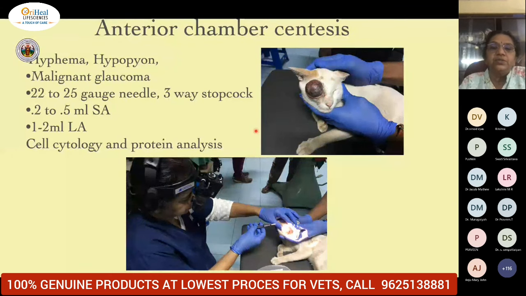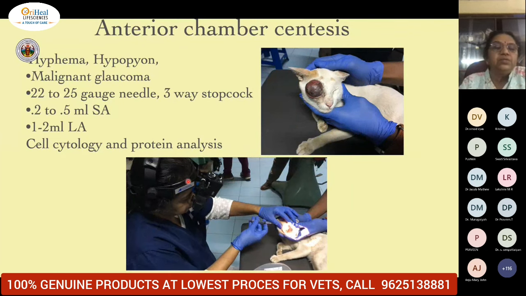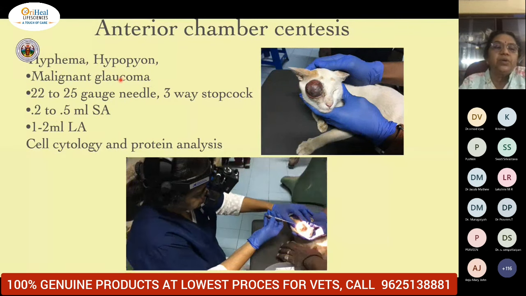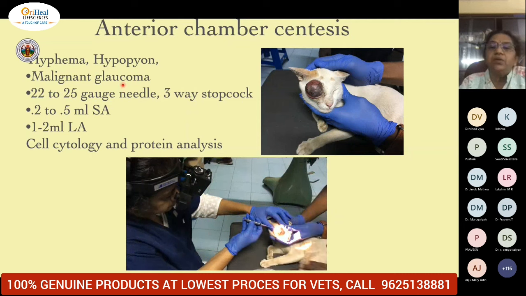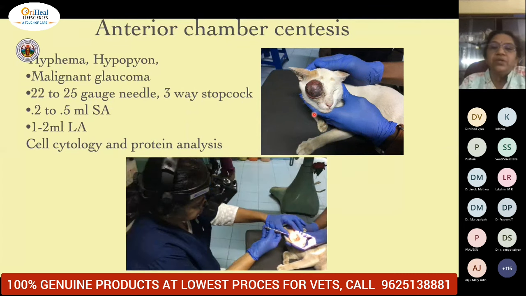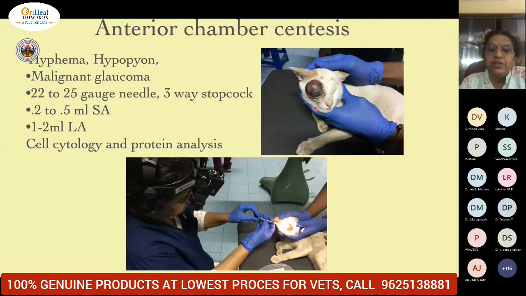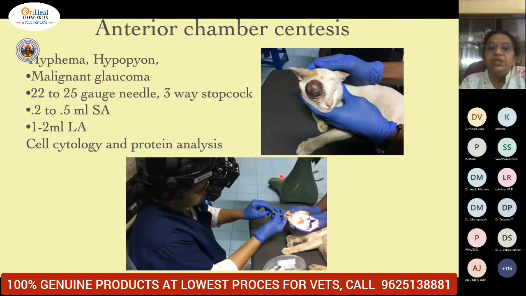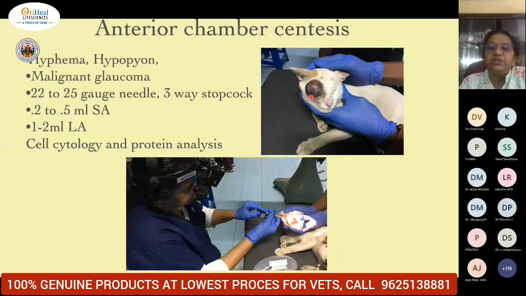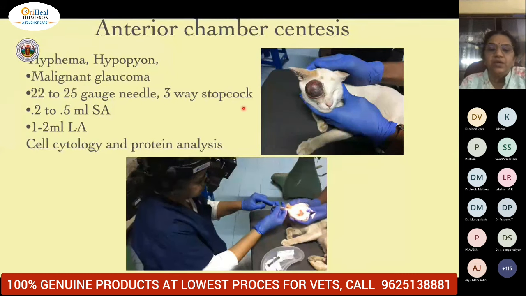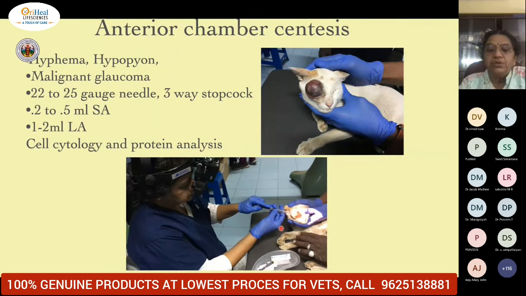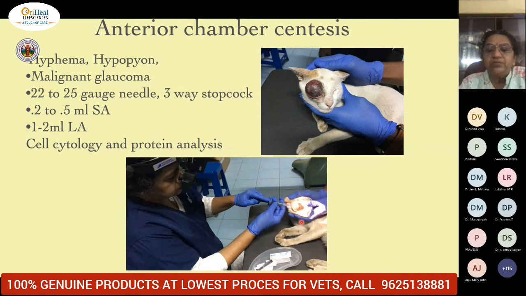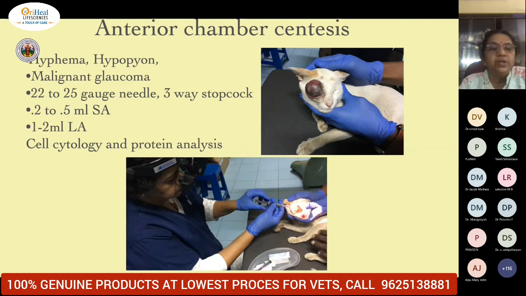Anterior chamber centesis is also one of the important diagnostic methods. Whenever there is hyphema or hypopyon or malignant glaucoma, invariably you get sarcomas in cats very commonly, and it will end up in enucleation of the eye. So initially, to remove the fluid and to check whether tumorous cells are there, you can do a centesis, and it also helps in relieving the fluid from the eye. The pain will be reduced.